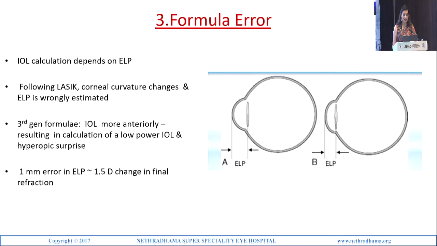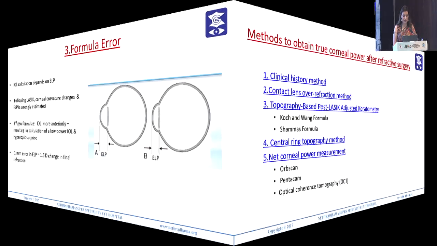We all know that IOL calculation depends on effective lens position. Now following LASIK, the corneal curvature changes and ELP is wrongly estimated. So most of the third generation formulae that we are using today will estimate the position of the lens more anteriorly, resulting in calculation of a lower powered IOL, and thus finally a hyperopic surprise. And a 1 mm error in effective lens position can actually result in a 1.5 diopter change in the final refraction.